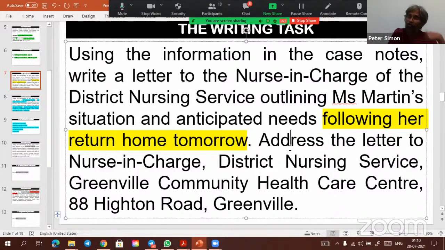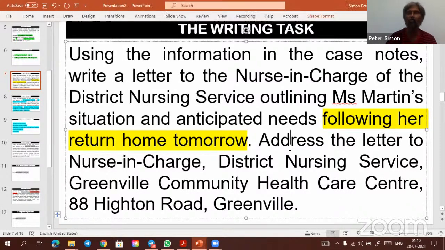Following her discharge tomorrow. So remember that. Following her discharge tomorrow. That means you are writing today. Letter you are writing today, but discharge tomorrow. You have to write today's date, not discharge date. Writing date is today. Discharge is tomorrow. He gave discharge date and is telling following her return home tomorrow. So today's date you have to write.